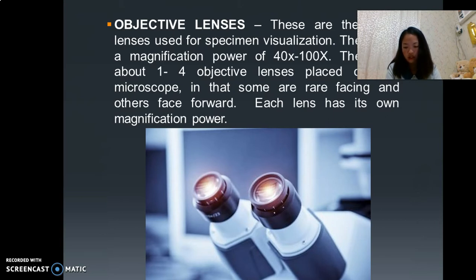Microscope generally, yun nga, sabi, ang objective lenses and eyepiece lens, combine sila sa isa't isa. So, next.